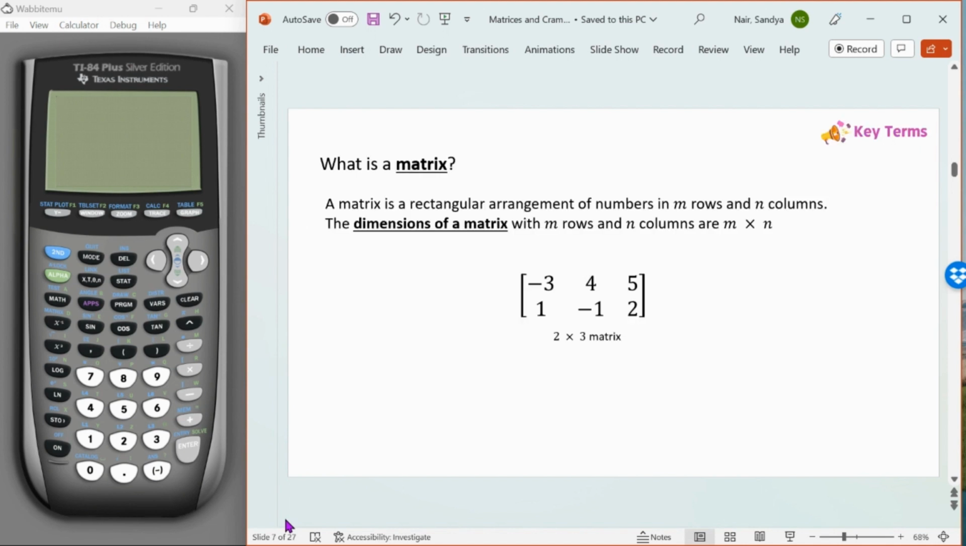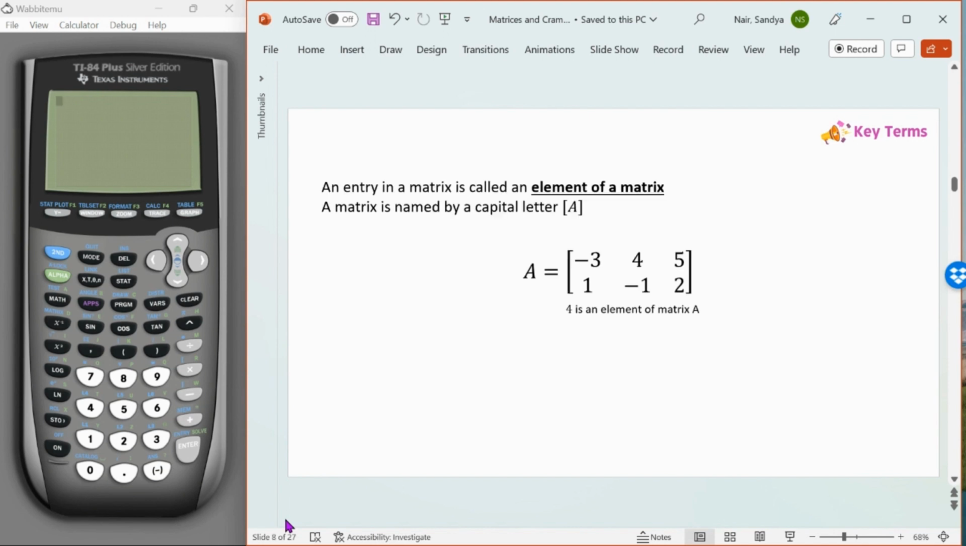So let's start off by talking about what is a matrix. A matrix is a rectangular arrangement of numbers in m rows and n columns. The dimensions of a matrix with m rows and n columns is m by n. So you can see in this example here, we have a matrix with 2 rows and 3 columns. So that is called a 2 by 3 matrix.